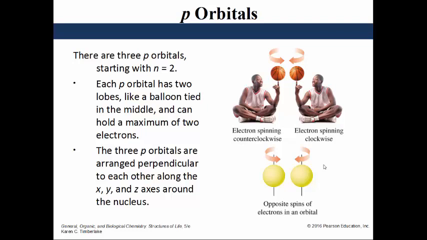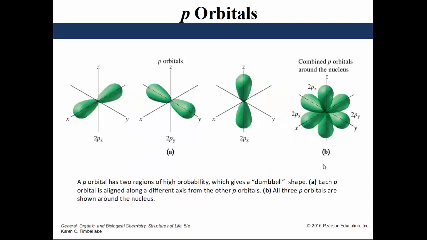And the 3 p orbitals are arranged perpendicular to each other on an x, y, and z axis around the nucleus. And in what direction an electron spins, either counterclockwise or clockwise, will give it different properties as well. Images of how a p orbital would look: a long, skinny, in this case, green balloon that's kind of pinched off in the middle. Same thing here, same thing here. And then we have the combined p orbitals that look kind of like this, all perpendicular to one another. This image is a combination of these three together.